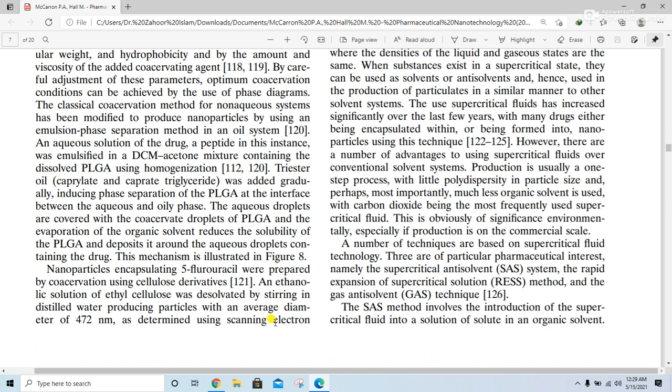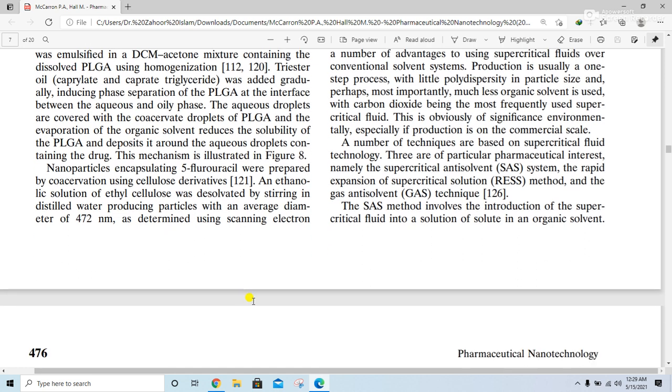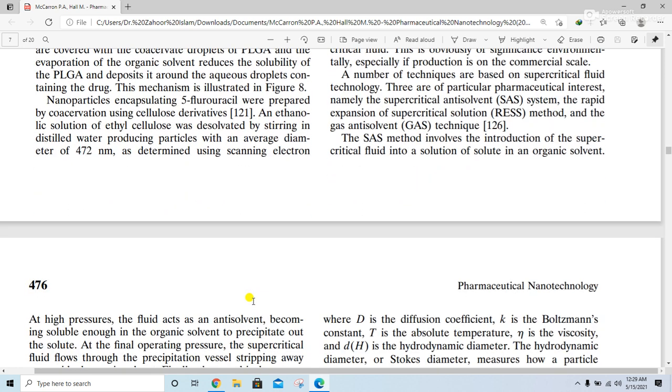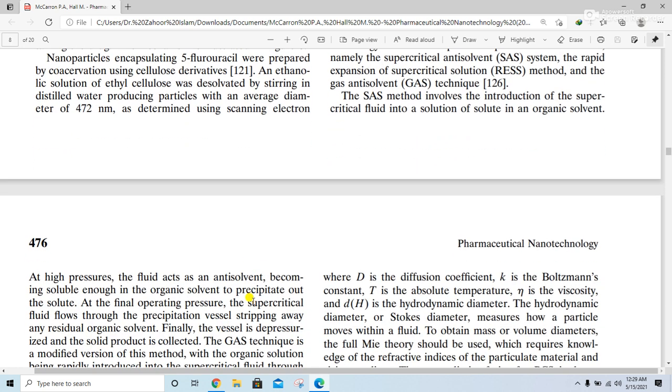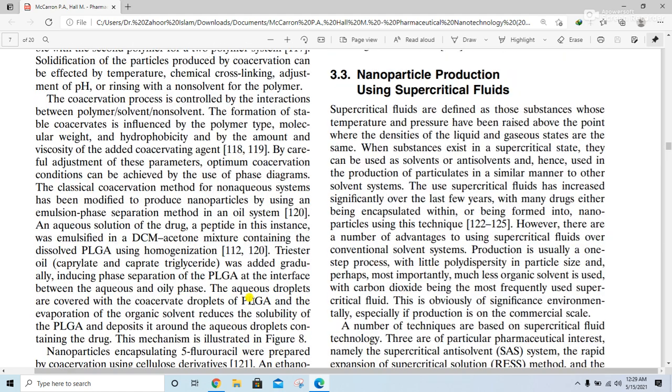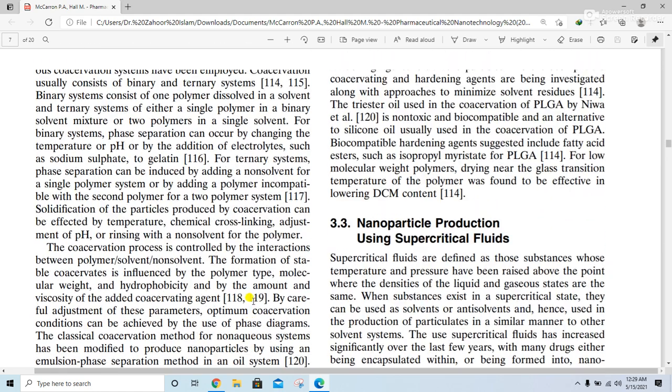You can see on my screen nanoparticles encapsulating 5-fluorouracil, which were prepared by coacervation using cellulose derivatives. An ethanolic solution of ethyl cellulose was desolvated by stirring in distilled water, producing particles with an average diameter of 470 nanometers, as determined using a scanning electron microscope.